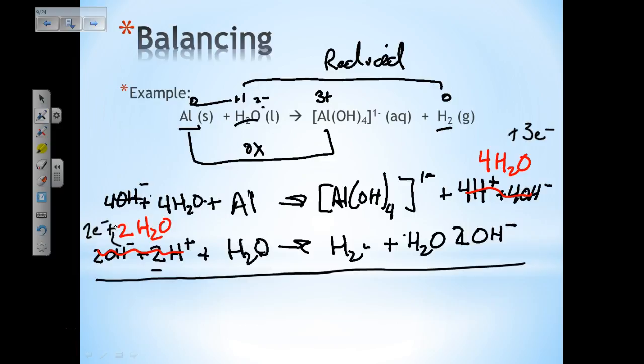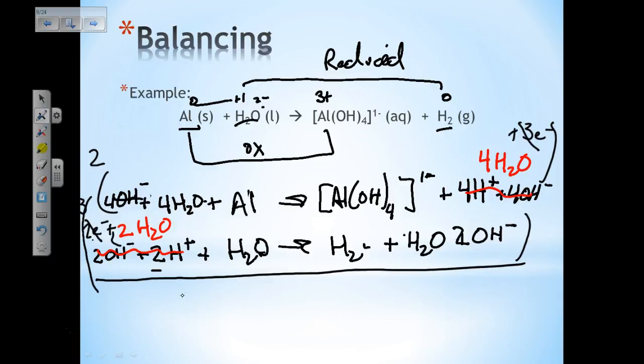Now, notice 3 and 2, so in order to get this to cancel out, we're going to multiply this reaction by 3, and we're going to multiply that reaction by 2, because 2 times 3 is 6, 3 times 2 is 6. So the number of electrons being lost by the oxidation half reaction is the same number of electrons being gained by the reduction half reaction. So the electrons cancel out, but that coefficient of 2 stays there.